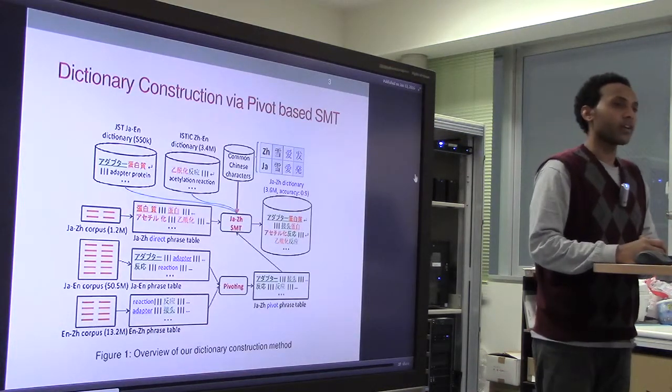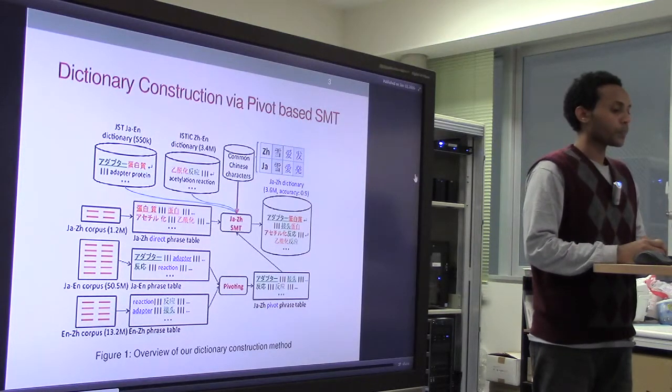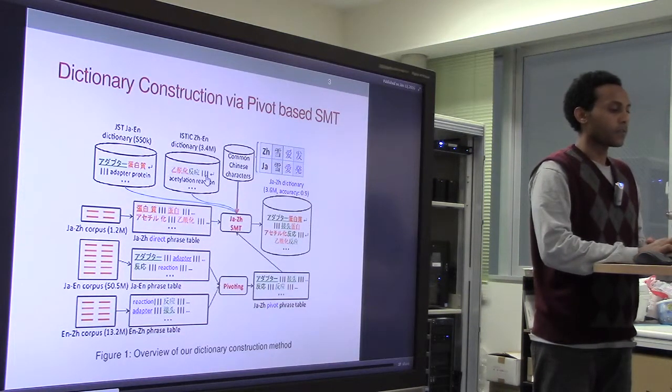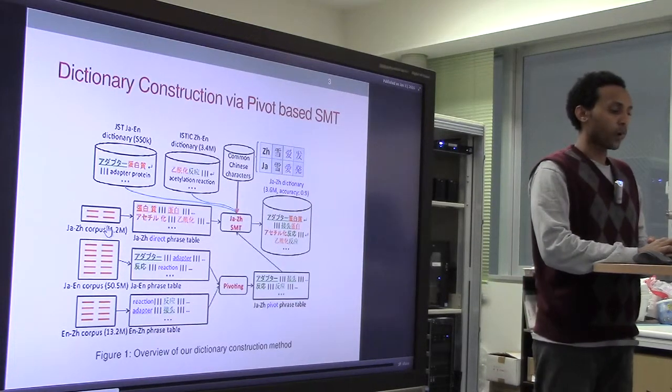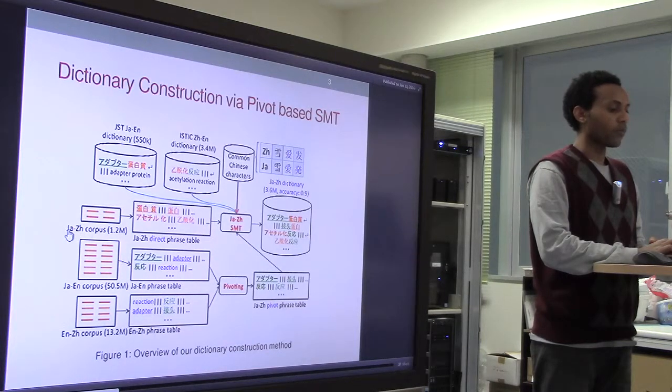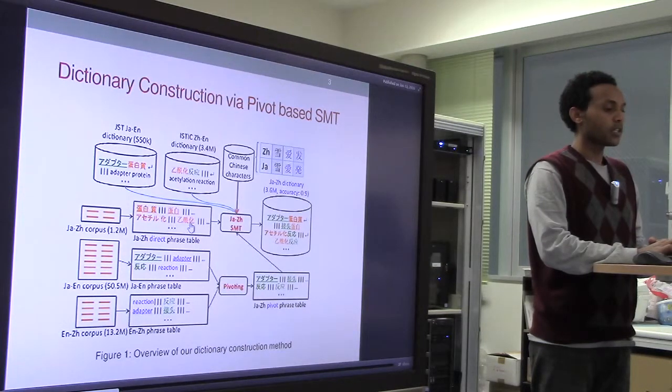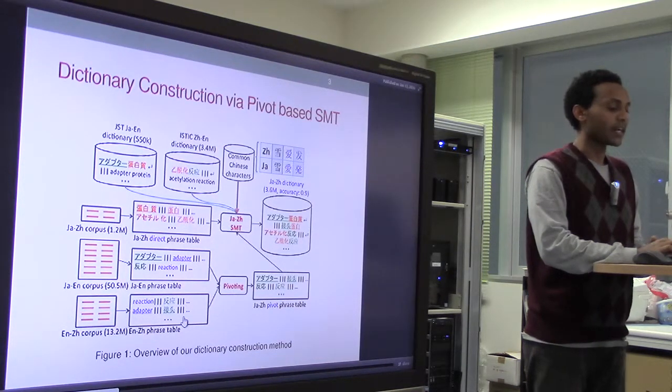If we pass to the overview of this research, these are the data sources, Japanese-English and Chinese-English, and these are the corpora: a small corpus from Japanese to Chinese, and two large corpora from source to pivot and from pivot to target. So this is a direct phrase table construction from the source to the target language, and these phrase tables are formed from the source to the pivot, and here from the pivot to the target language.